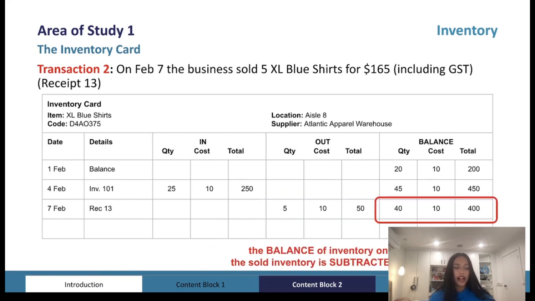And again, the balance column has been updated. It's gone from 45 shirts down to 40 shirts on hand. So the inventory that has left the business, or the inventory that has gone out of the business, has been subtracted from the balance of inventory on hand.